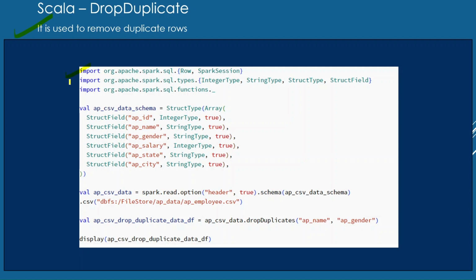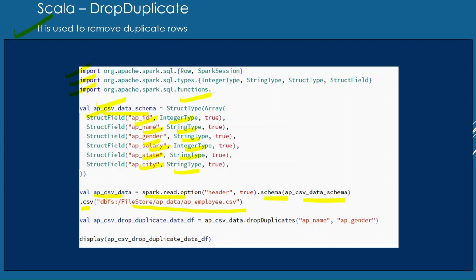So in this exercise, I am just importing all the required libraries. Here I am creating a custom schema with the help of a struct type and the struct field, defining 6 columns and its data types. These are the columns and these are the data types. With the help of a spark.read.csv function, by passing a CSV file address, I am creating this data frame with the help of this custom schema, which we have created here.